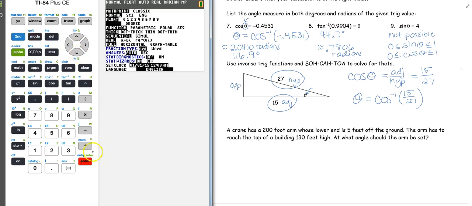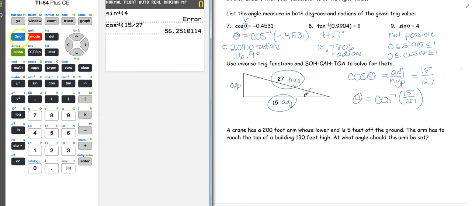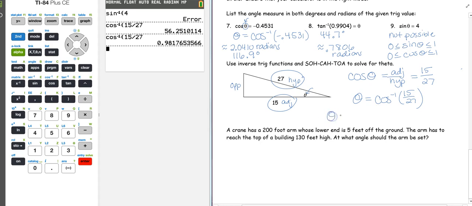Let's switch that to radians. Quit. Second enter to recreate that. So our two answers here is that our angle is going to be about 56.3 degrees, or it's going to be about 0.9818 radians.